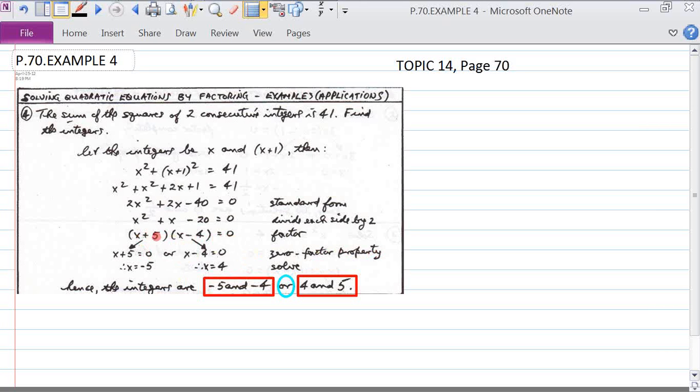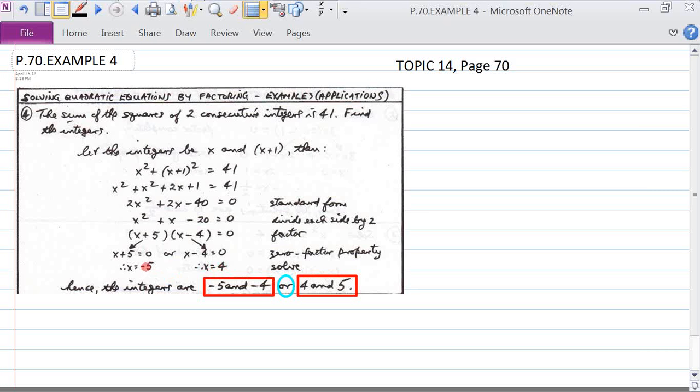We set x plus 5 equal to 0 here. x is equal to minus 5 if I transpose the plus 5 from the left to the right. And here if I transpose the minus 4 from the left to the right, I get plus 4. So the two possibilities are that x equals minus 5 or x equals 4.